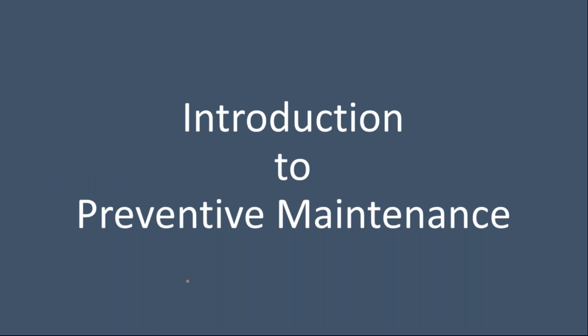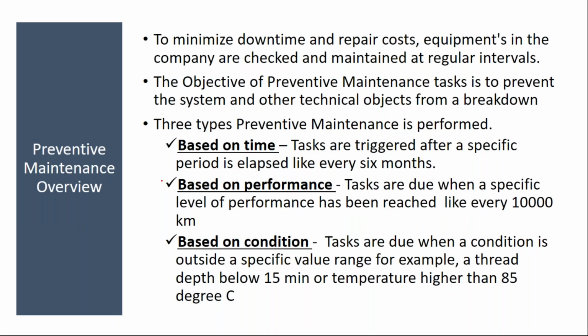So first we'll start with the preventive maintenance overview. Basically, in organizations, to minimize downtime and repair cost, equipment in the company is checked and maintained at regular intervals. Normally, in any manufacturing company, to produce the products, they will use some machines. These machines, at a regular interval, get some maintenance activity, like every month, or every 6 months, or in some companies every 1 year. That activity is called preventive maintenance.